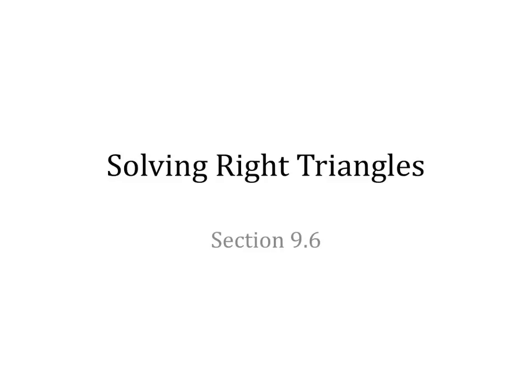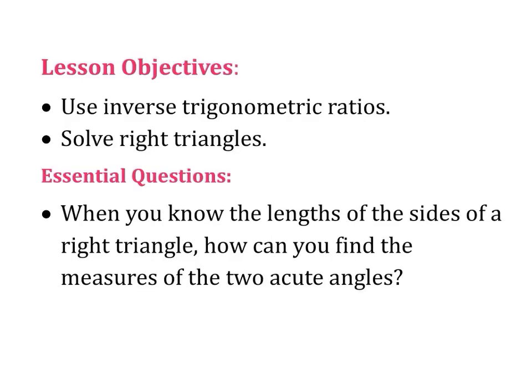Hi there, mathematicians. Welcome to our last section of Chapter 9, Solving Right Triangles. Our objectives are to use the inverse trigonometric ratios to solve right triangles. So our essential question: when you know the lengths of the sides of a right triangle, how can you find the measures of the two acute angles?